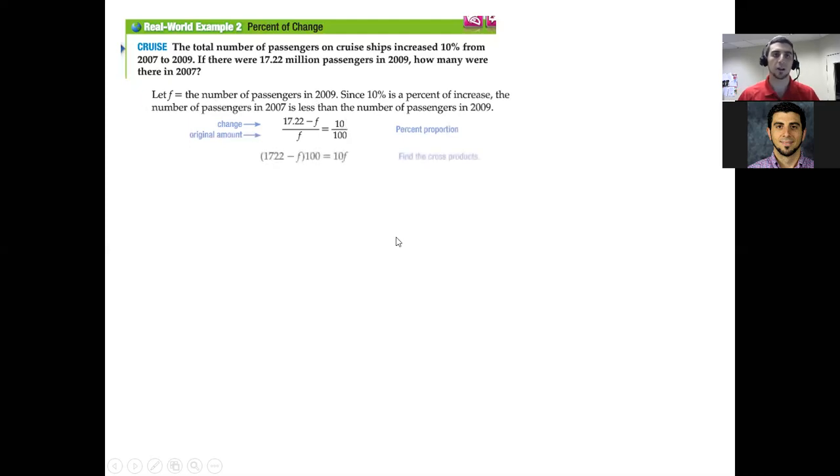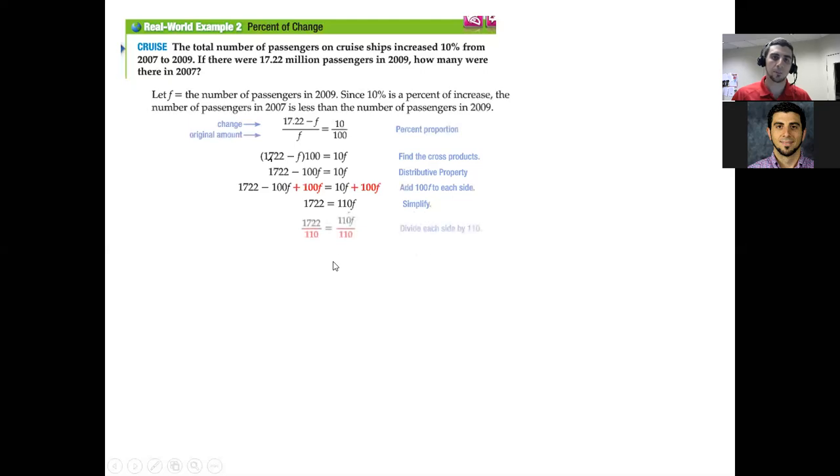Now, cross multiply here. Now, when you cross multiply, remember, since this numerator is a difference, you have to multiply 100 times everything, so put it in parentheses. So when you distribute the 100, this should actually be 17.22 right there, with a decimal right here. So when you distribute the 100, it becomes 1722. All right, add the 100F to the other side. Remember, get your variables on one side. So it's 110F equals 1722.